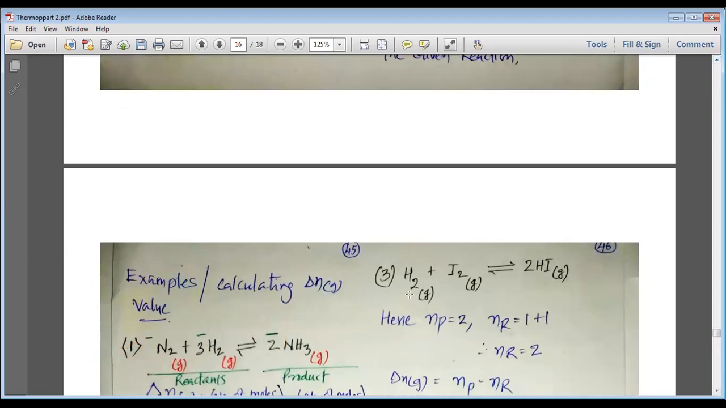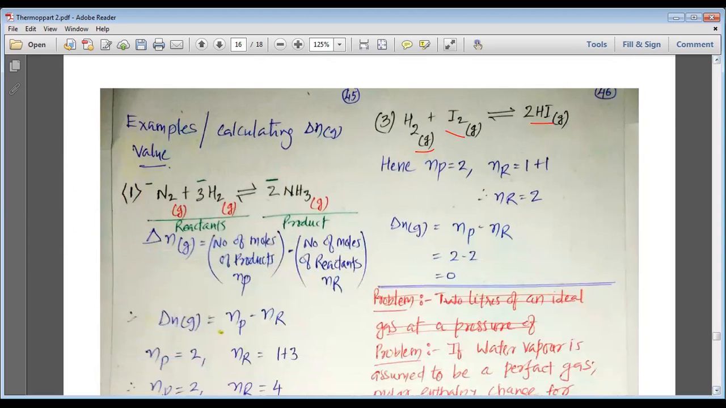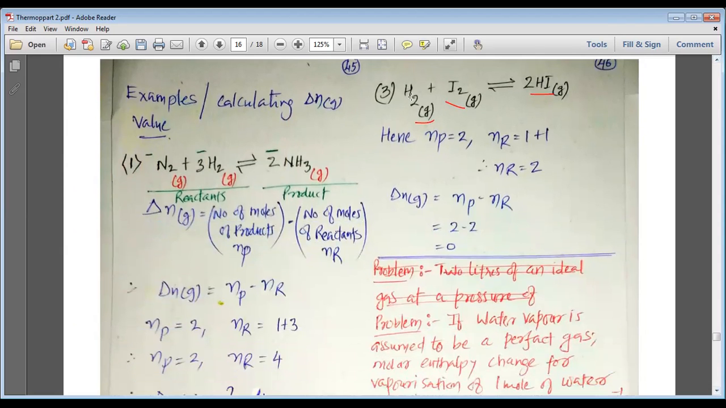You can see here hydrogen gas, H2 gas plus I2 gas, that gives twice HI gas. My dear students, I have already mentioned that if there is no stoichiometric coefficient present before the reactants or products, we generally consider it as a 1. So here we should consider it as 1 mole of iodine and 1 mole of hydrogen, that gives us 2 moles of hydrogen iodide gas.